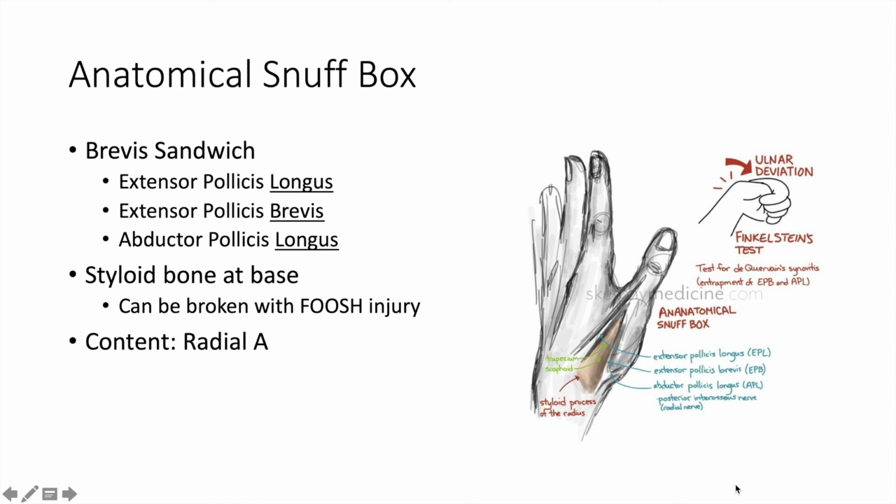So we've got extensor pollicis longus, that's our top piece of bread. Then we have extensor pollicis brevis, that is our middle piece. And then we have our abductor pollicis longus. The scaphoid bone is at the base, and this is really important because it can be broken with a FOOSH injury. So what in the world does that mean? That's fall on an outstretched hand. The content inside is the radial artery. So if they tag something in there for the practical and it looks like an artery, it's our radial artery.